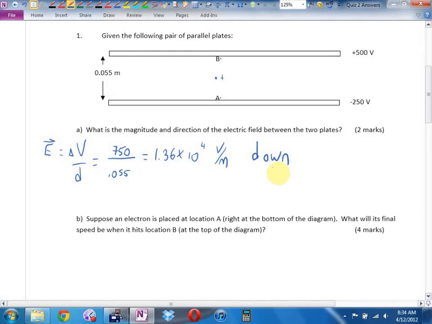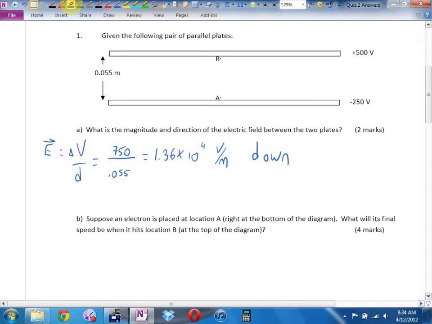Suppose we put an electron right at location A, right at the bottom of the diagram. What will its final speed be when it hits location B at the top of the diagram? First of all, will it want to move? Yeah, it wants to get away from the negatives, and it wants to move towards the positives, so it's going to go rocketing upwards. Did I ask for velocity in this question, Matt? In number two, in B, 1B. I said speed. That's a subtle hint saying scalar, try energies first.